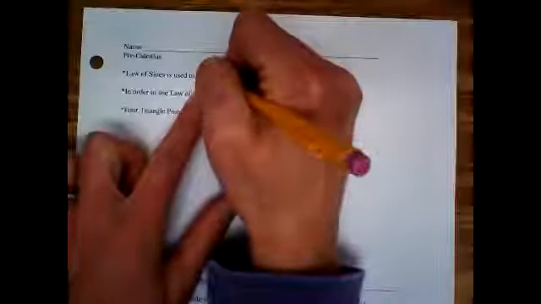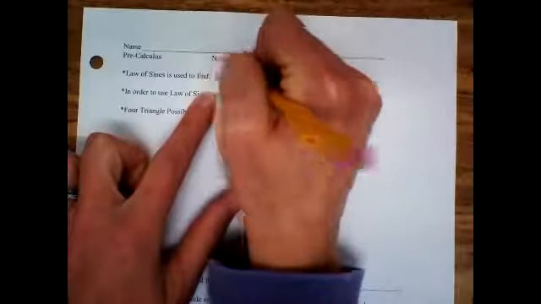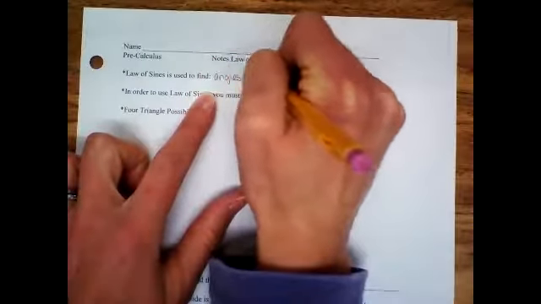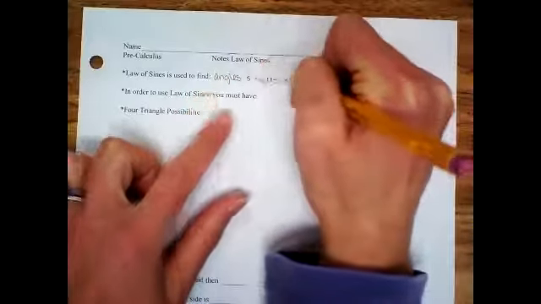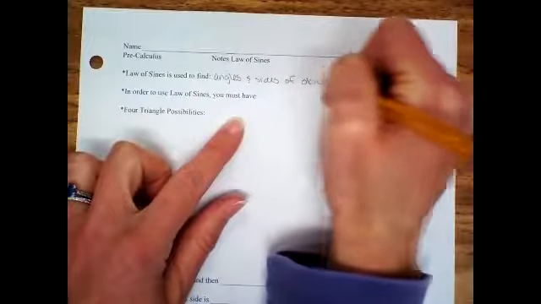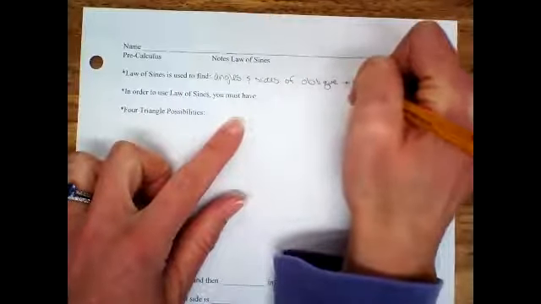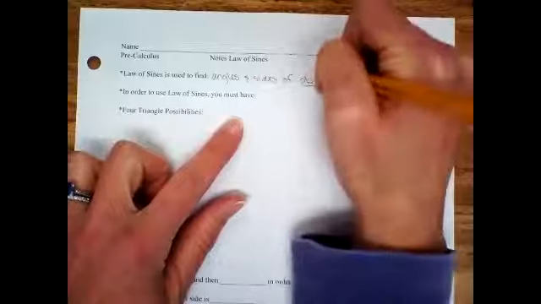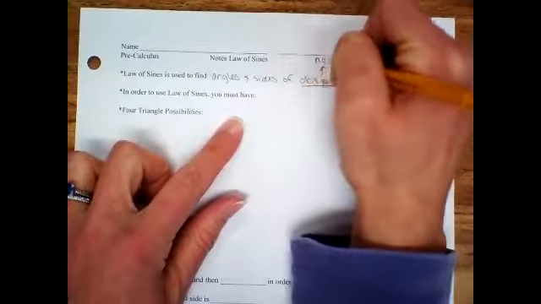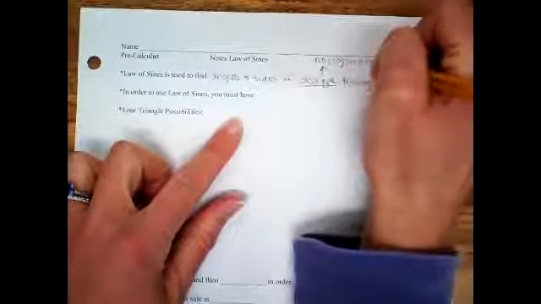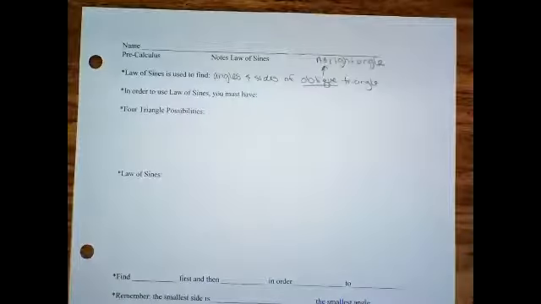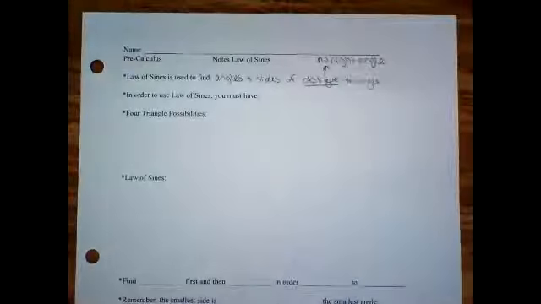So law of sines is used to find angles and sides of what are called oblique triangles. And oblique simply means that there's no right angle. So it's not a right triangle, is all that means.